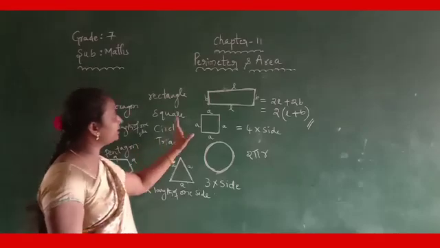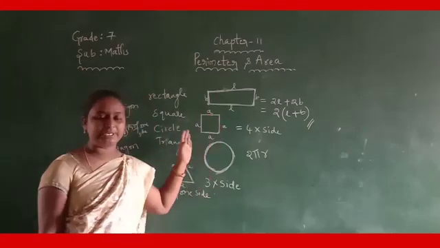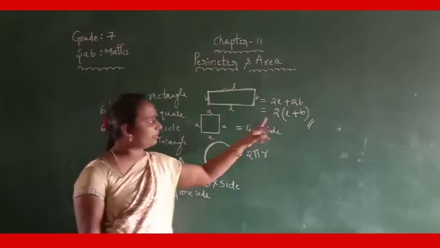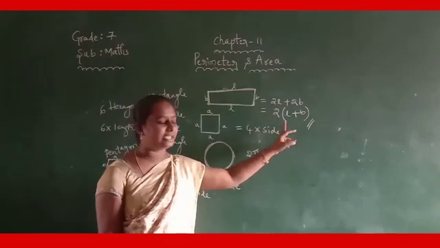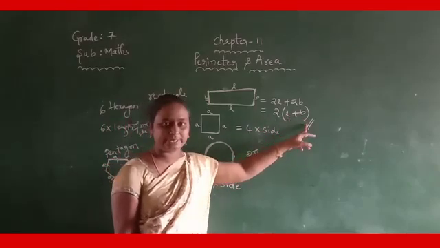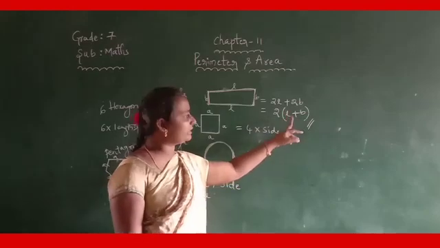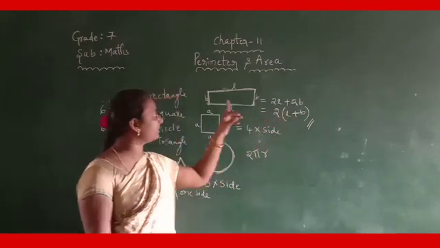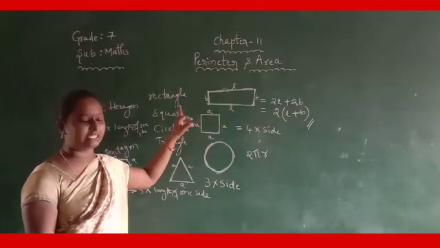Now tell me, what is the formula for perimeter of rectangle? 2 into L plus B. L means length, B means breadth. 2 into L plus B is the perimeter of rectangle.